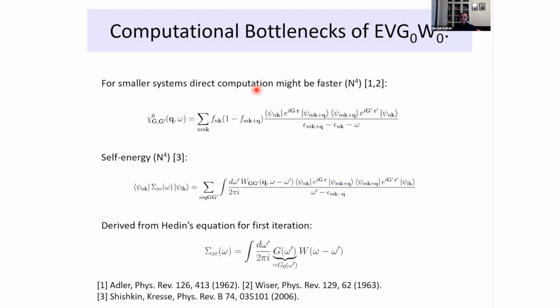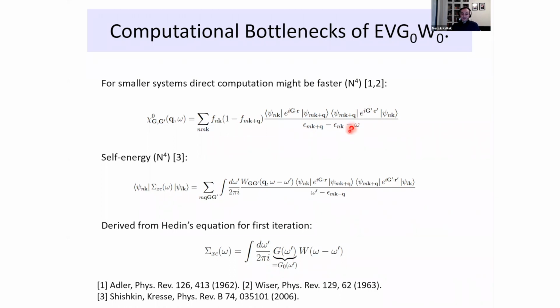Now, what are the computational bottlenecks of the eigenvalue G0W0 scheme? A computational bottleneck is the direct computation of the irreducible polarizability using this formula of Adler and Wiser. This expression involves a sum over occupied and unoccupied states and scales with the 4th power of the system size, and actually also quadratically in the number of k points.